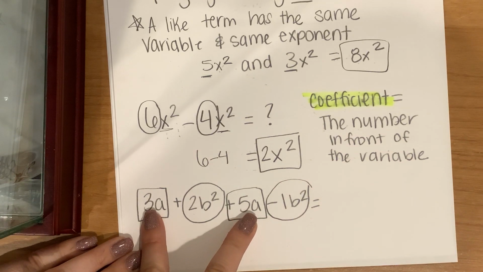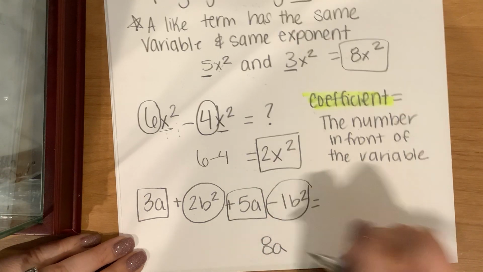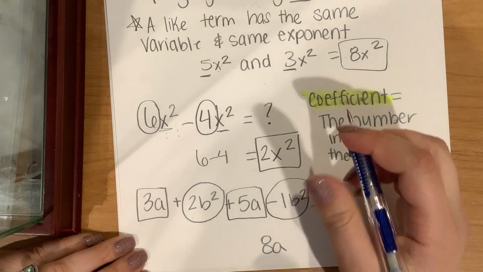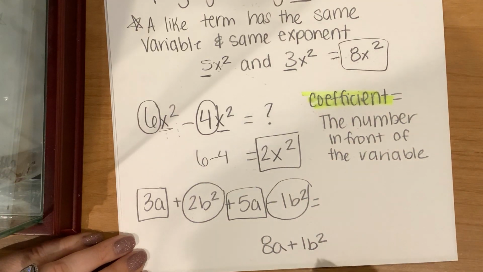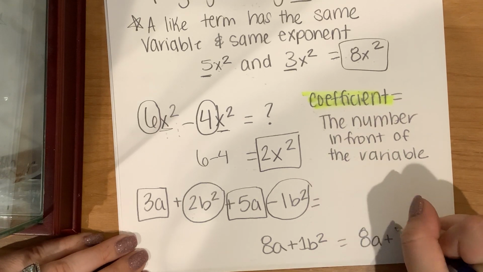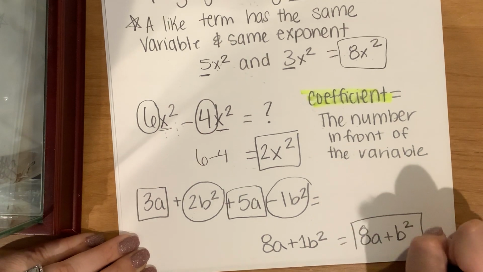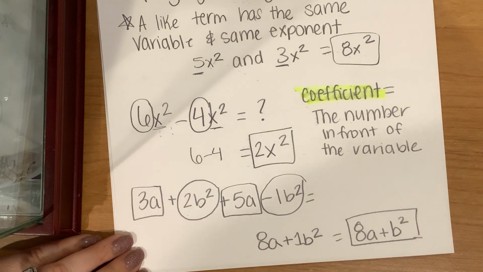So I'm going to take my 3a and my 5a and add them together. That gives me 8a. And my 2b squared minus 1b squared gives me positive 1b squared. Remember, when we're dealing with variables, you don't need to write the 1 in front of the variable. You could just leave it as 8a plus b squared, and we will know that there is an imaginary 1 in front of that b squared. So that is simplifying this long algebraic expression.